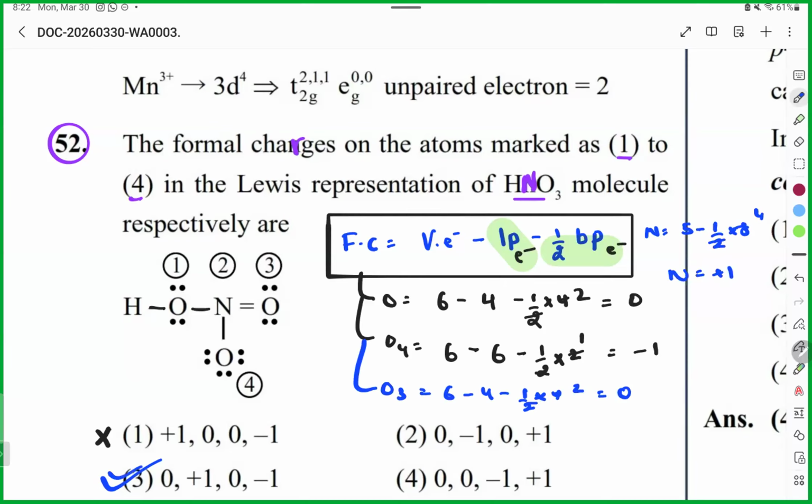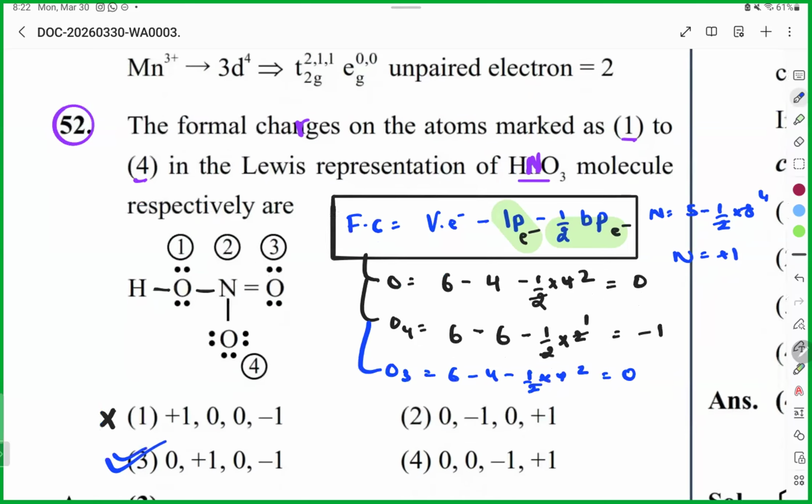You can solve it for all the 4 atoms. Ask me your doubts. Anybody can ask. No doubt. So getting third one? No, only. Very good.